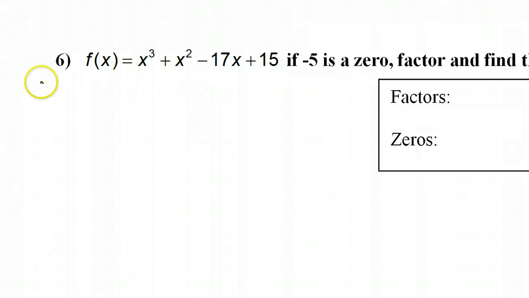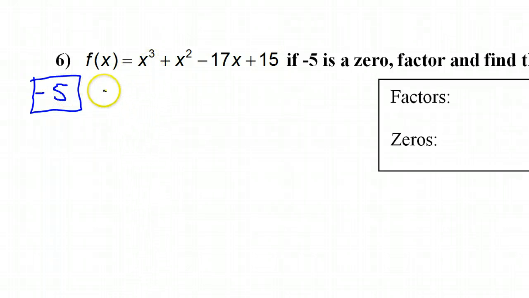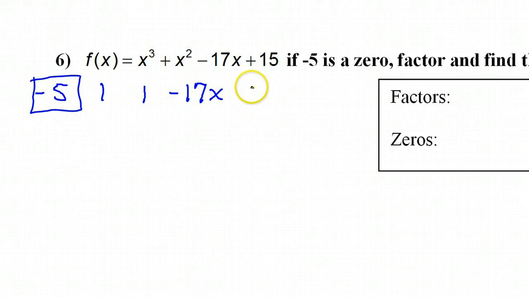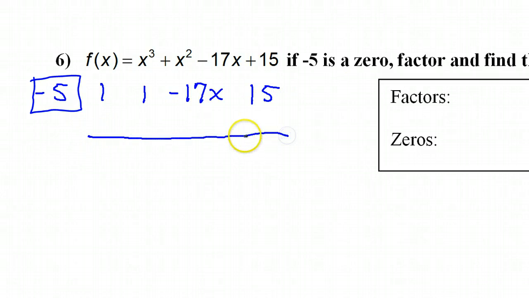The 0 is negative 5. So here we go. Negative 5 goes in the box. The coefficients, 1, 1, negative 17x, and 15.